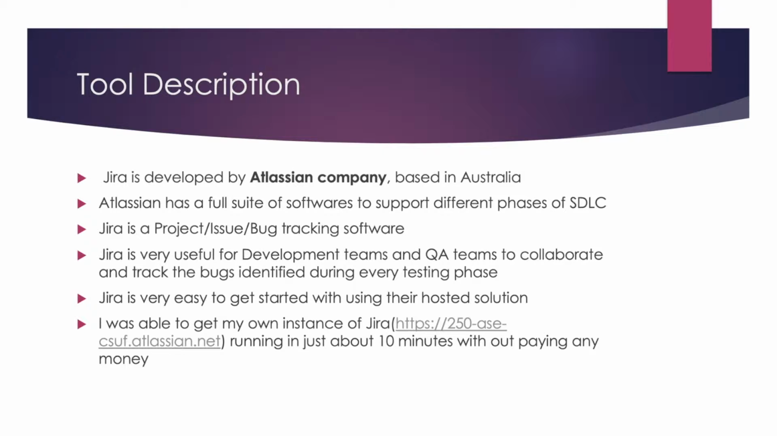Atlassian has a full suite of software that can be used in all phases of the agile software development lifecycle. Jira is used for project or issue or bug tracking. It has amazing features that will help development teams and QA teams to collaborate during the testing phase. It is also very easy to get started with using their hosted solution, which I am going to show you during the demo.